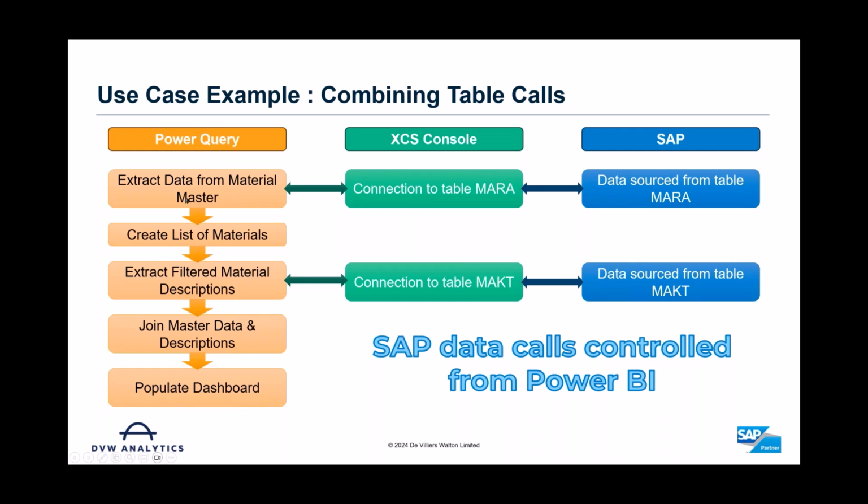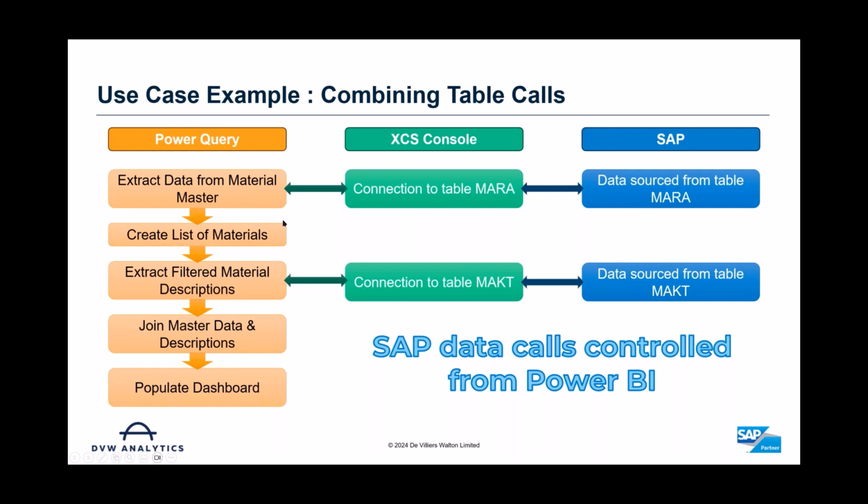So what we might do is extract data for exactly the materials we're interested in. Say we might want to look at particular material types. So we've seen we can apply filters. So let's have a filter for particular material types, and we'll make a call via a connection on the XCS console to SAP, which will source that data for us, and we bring that back into Power Query. Once that step's done, in Power Query, we can then say, right, okay, we know what materials we're talking about. Let's create a list of those materials. So we can take the data that we just brought back. It's got all the master data, that's fine. But essentially, we know the list of materials we're interested in.